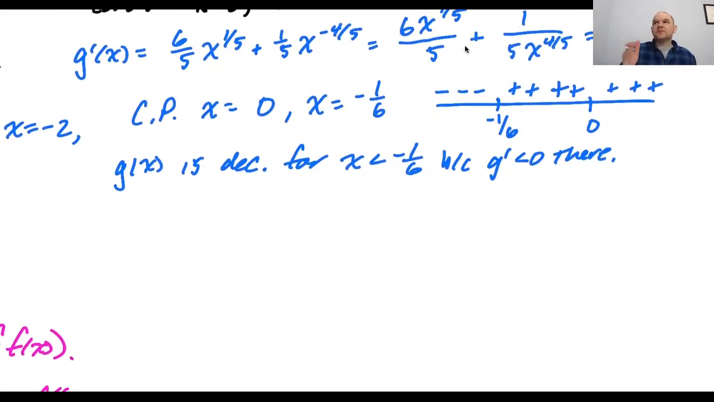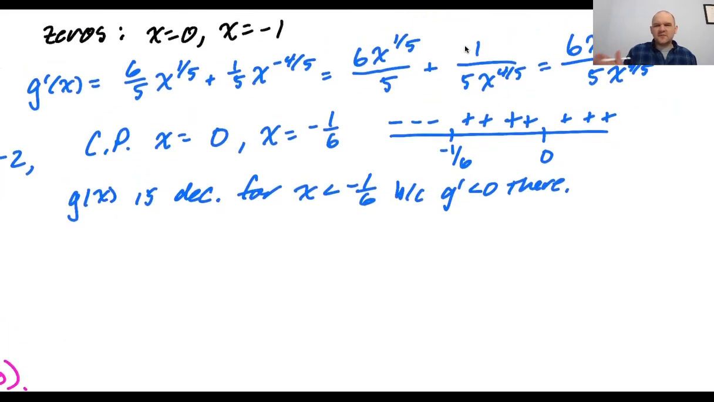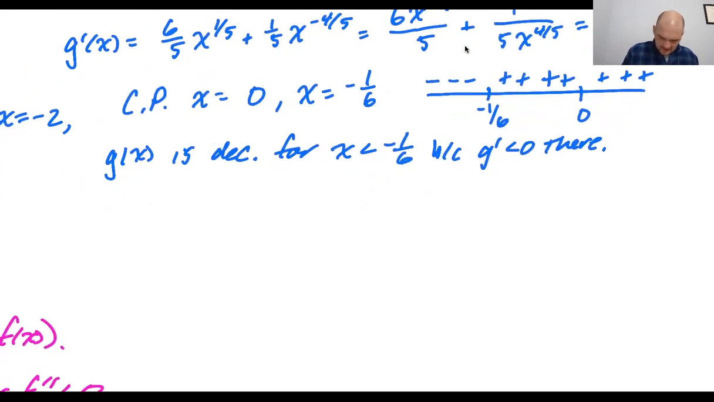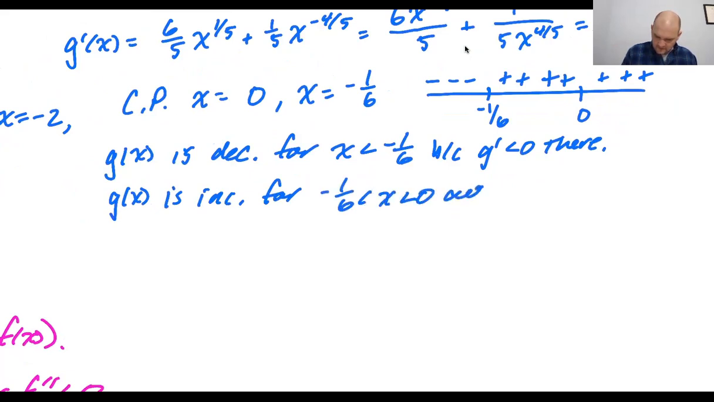Increasing. I'm going to break up increasing into two things because the 0 makes me nervous. So I'm going to say g of x is increasing for -1/6 to 0 and 0 to, and x greater than 0.